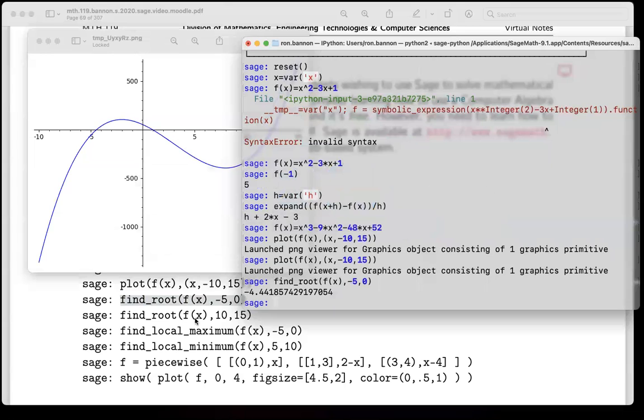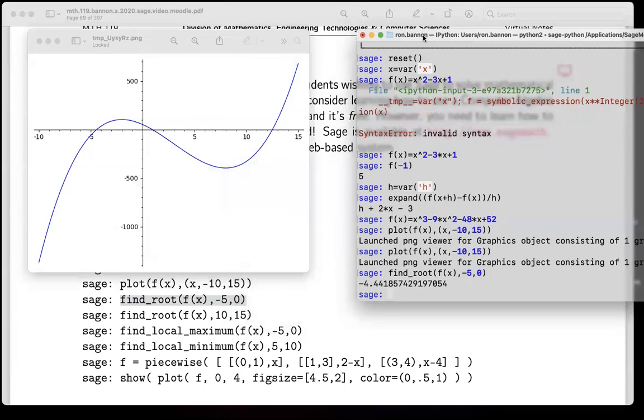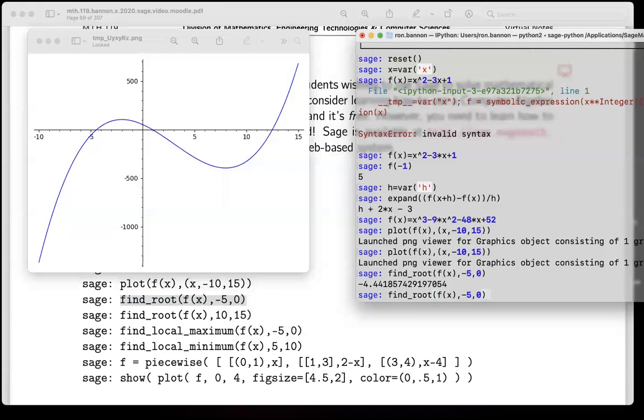All right. Now let's do the next one. It says find the root between 10 and 15. You get the idea? It wants this root over here. We're looking at it. What do I notice? About 11, 12, about 12 point something. All right, let me type that in for you. Find the root between 10 and 15.